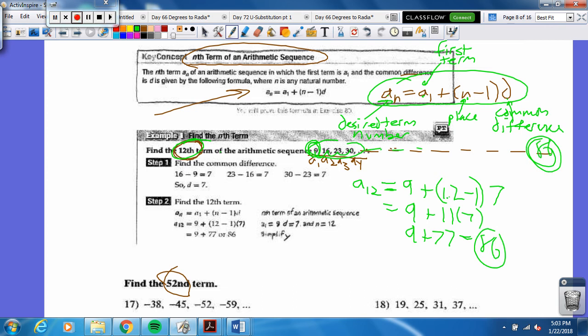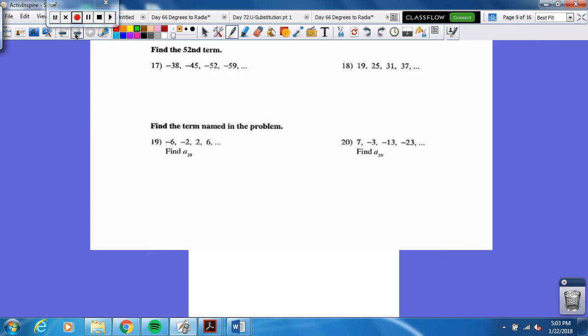All right, let's try another one right here. Find the 52nd term. This looks kind of crazy, no problem. First off, I'm looking for a_52 equals. I need the first term, so that's negative 38, plus, remember, it's n minus 1 times d, which is the last part. n is the place I'm looking for, the 52nd place, minus 1.